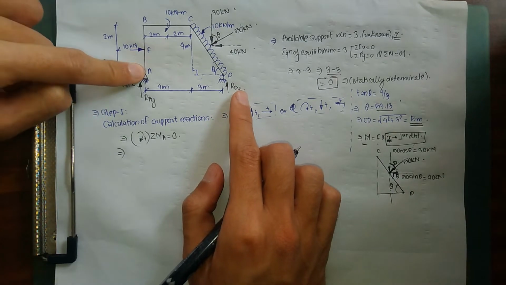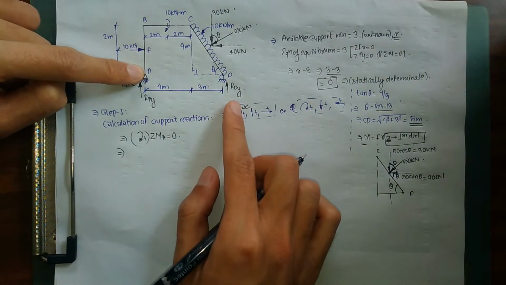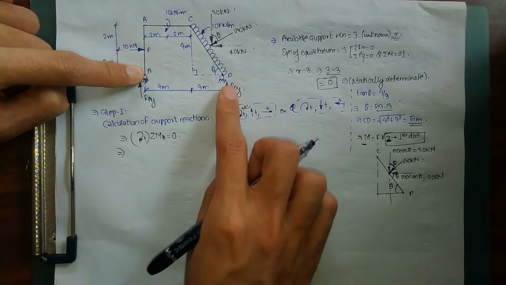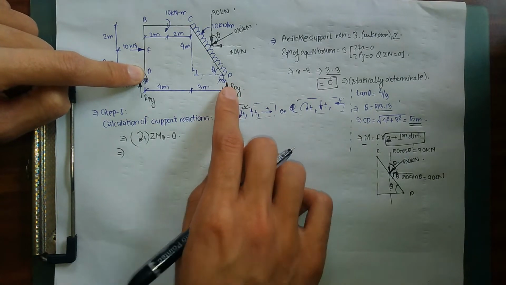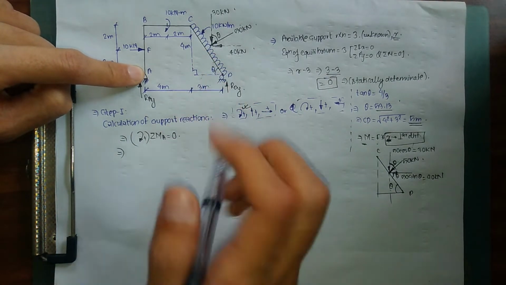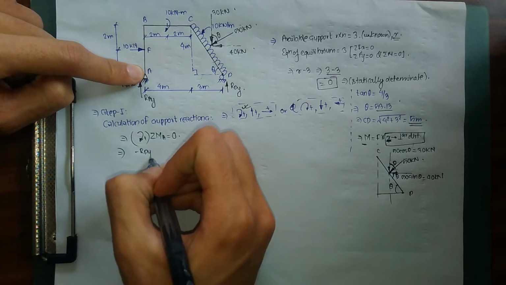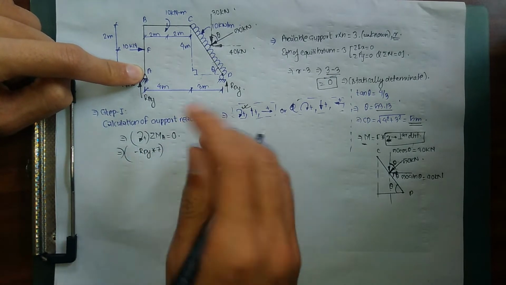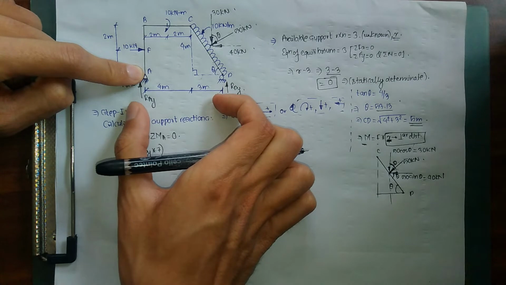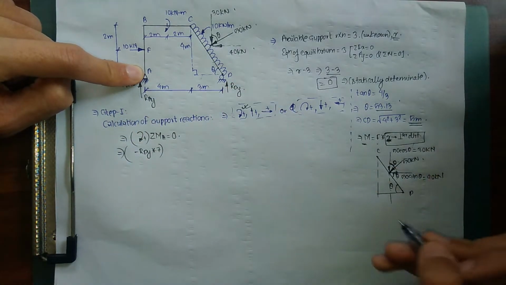So I have point A over here and I have point D over here, and RDY is acting vertically upward. Since it is acting vertically upward, it is going to produce anti-clockwise moment. So minus RDY into 7, because my perpendicular distance is 4 plus 3, which is 7. So how is RDY producing anti-clockwise moment?